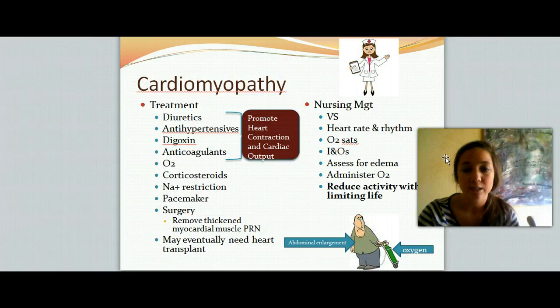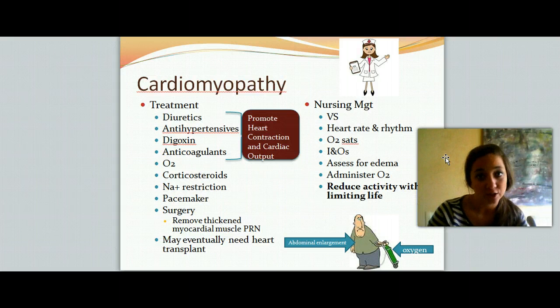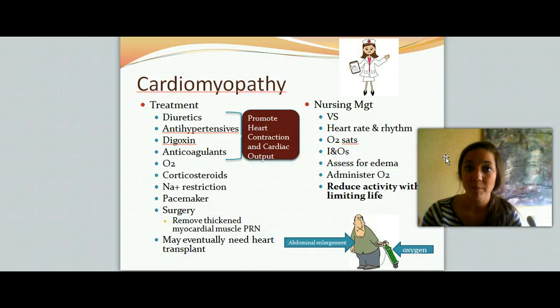So, for example, you want to teach them to take rest periods in between each activity that they perform. So if they have already walked outside, gone to their mailbox and back, tell them to sit down for 5 minutes and then get up and maybe do their dishes, and then sit down for 5 minutes and then maybe get up and go and clean their room or something. So whatever it may be, you want to teach them how to manage their activity and tolerance while not limiting their life.